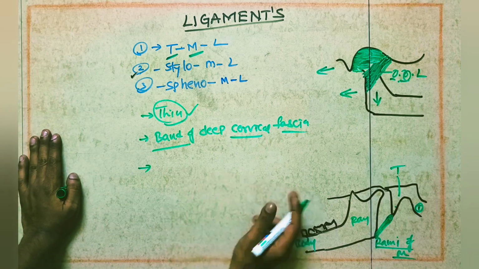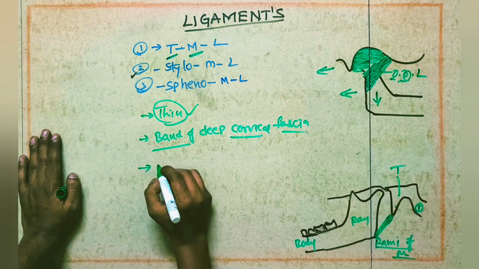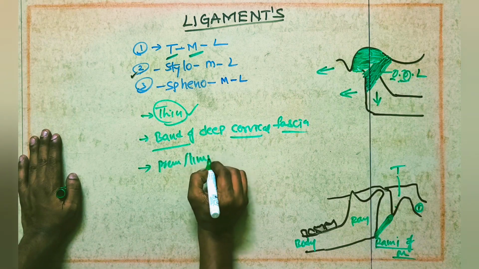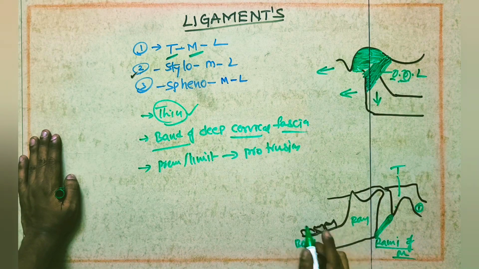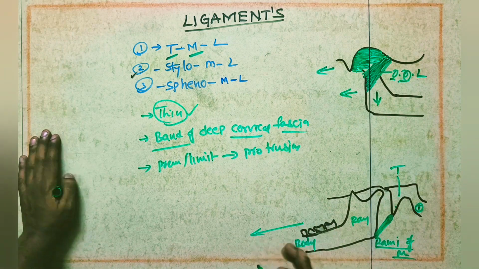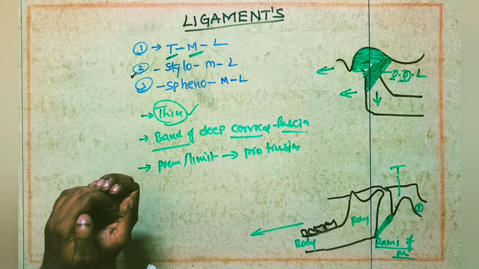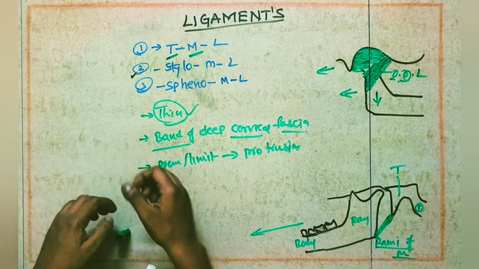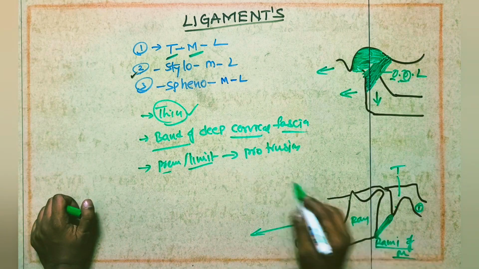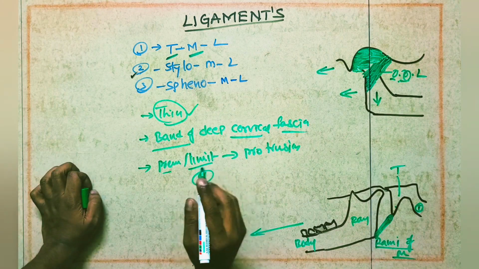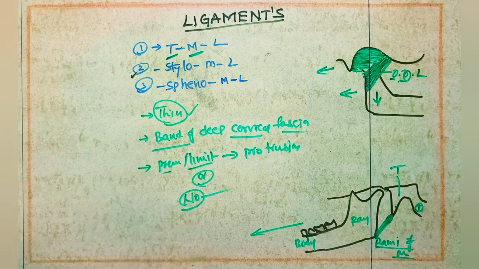What is the function of this ligament? It is a little controversial. Some authors say that it prevents or limits the protrusion movement. Protrusion means that if this is the upper jaw and this is the lower jaw, and the lower jaw moves forward, that is protrusion. The protrusion movement is limited or restricted by the stylomandibular ligament. Some authors say there is no function for this ligament. So this is about the stylomandibular ligament.